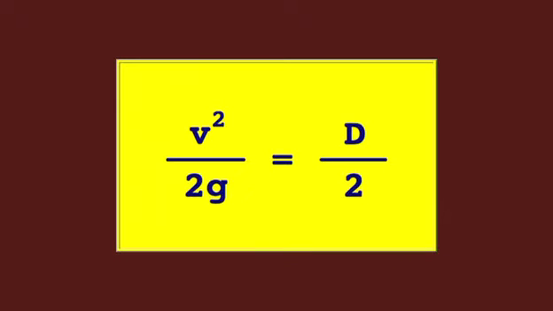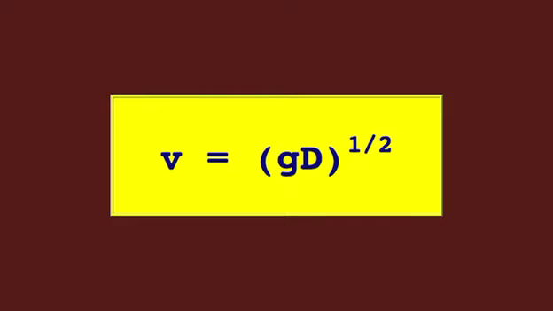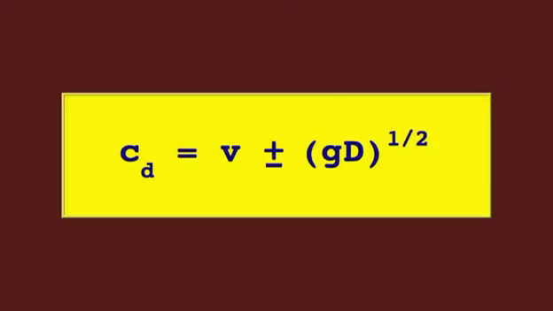5. The velocity head is equal to half of the hydraulic depth. 6. The mean velocity is equal to the relative celerity of dynamic waves. 7. The Froude number is equal to 1. The celerity of dynamic waves is the celerity of dynamic waves relative to the flow.